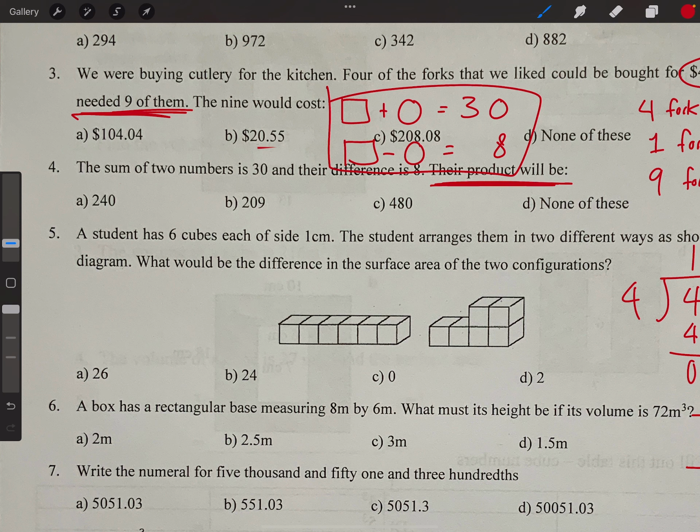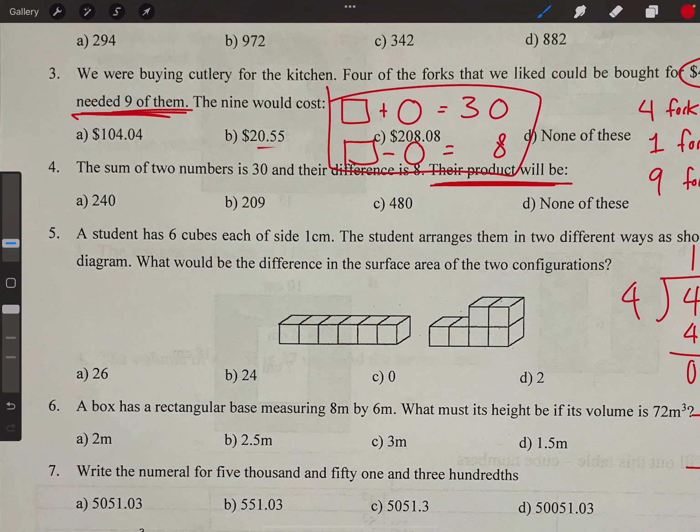Okay, question 5. A student has 6 cubes of side 1 centimeter. The student arranged them in 2 different ways as shown in the diagram. What would be the difference in the surface area of the 2 configurations? Okay, so how do you find the surface area? Now we know that the cubes have sides 1 centimeter, 1 and 1. So let's find the surface area of this shape.